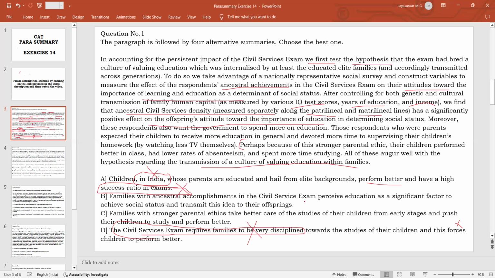Families having ancestral accomplishments, realizing the importance of education, and then transmitting their idea to their offspring. Option C is only talking about parents with a strong parental ethic taking better care of the studies of their children. So how is this parental ethic coming about? It is because of the accomplishments of their ancestors. So that part is not stated here. So this is a supplementary idea. The main idea is given in option B. So option B should be your answer.